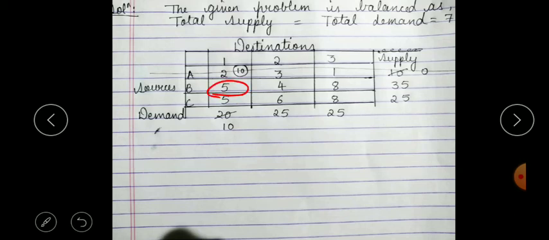Now you have to allocate here. How much can you allocate? Check the supply and demand of this. Demand is 10 now, don't consider 20. The new demand is 10 and the supply is 35. So again allocate the minimum of supply and demand. The minimum of supply and demand is 10. So 10 will be allocated there. This is what I have done here.